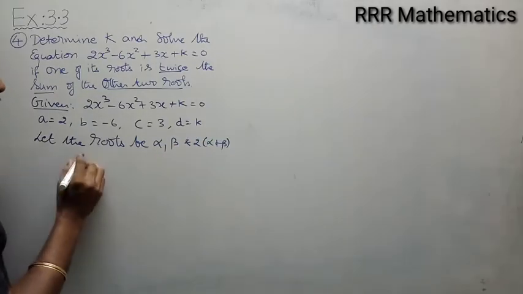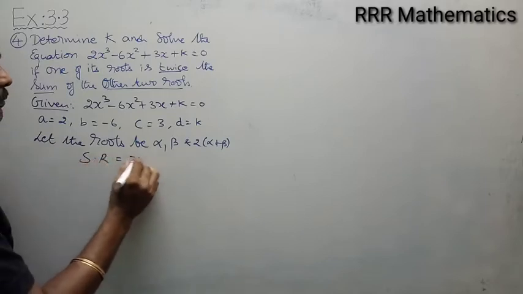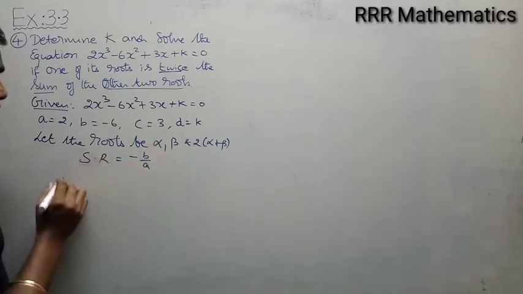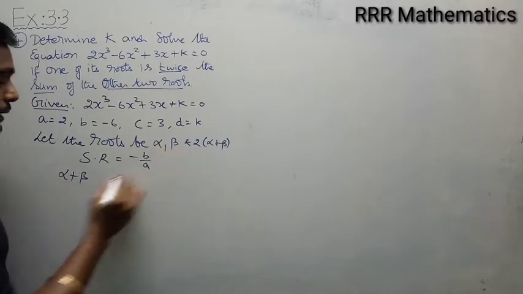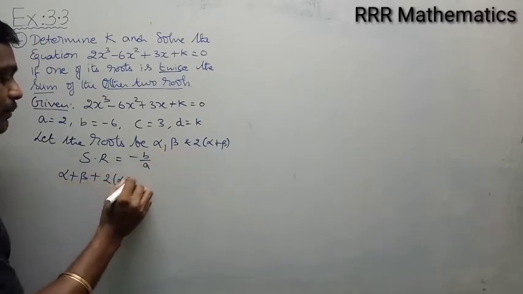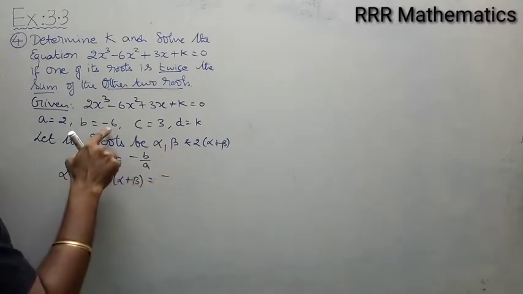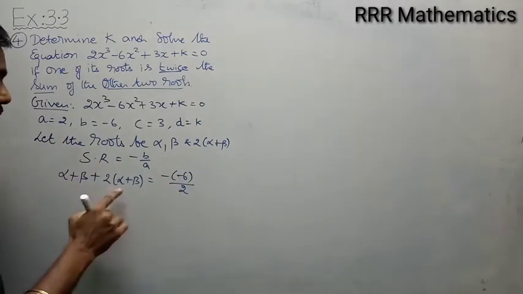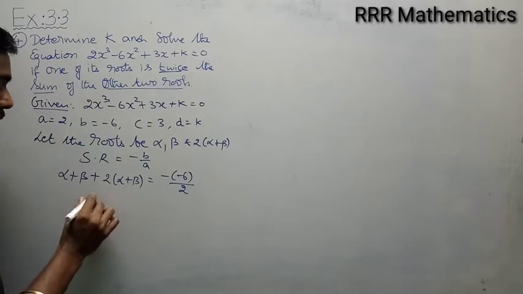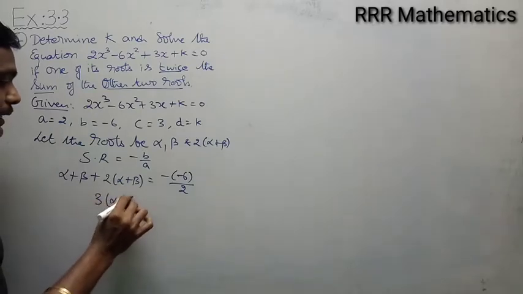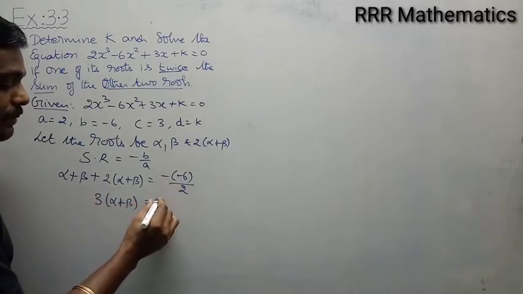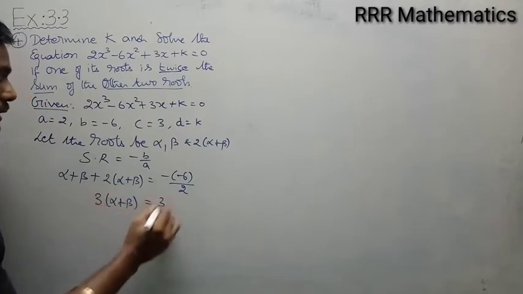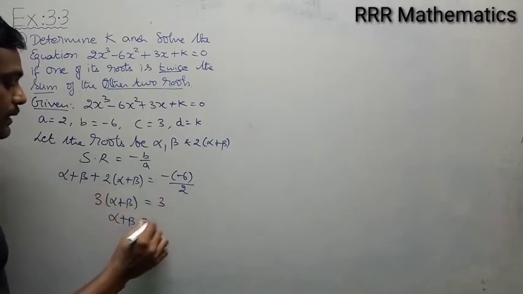Now sum of the roots is minus b by a. Alpha plus beta plus 2 times alpha plus beta is equal to minus b, minus 6 by a, 2. So 3 times alpha plus beta is equal to minus into minus, plus 6 by 2, 3. 3 cancel, alpha plus beta equal to 1.